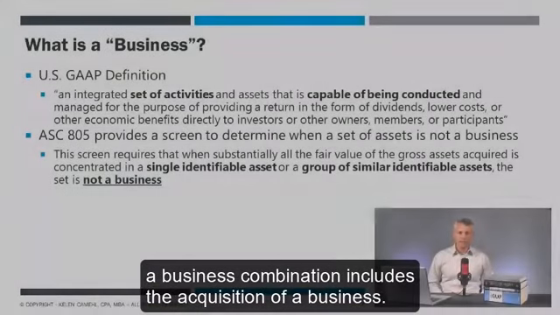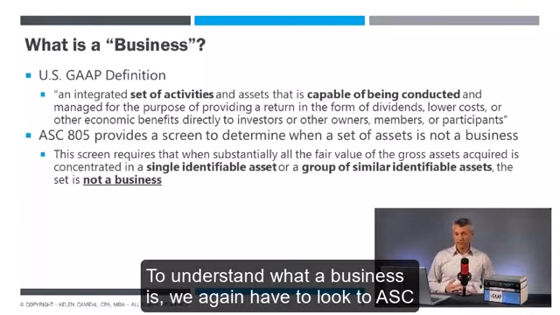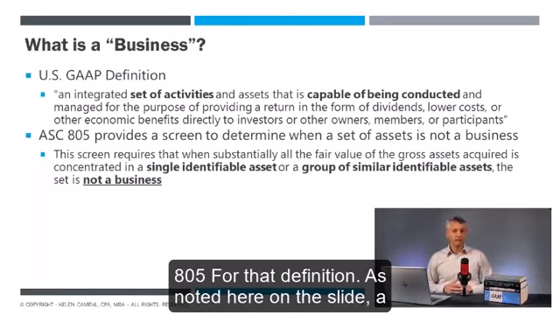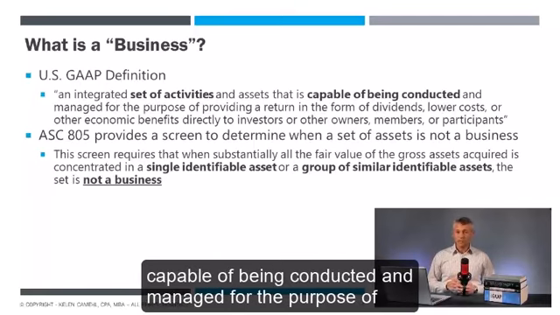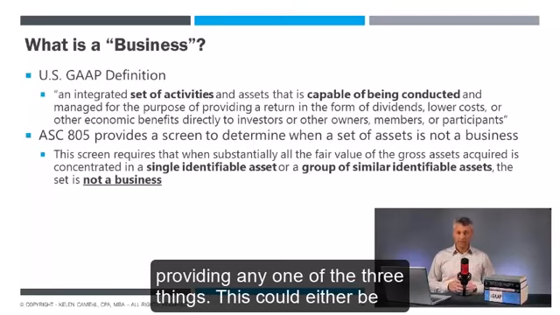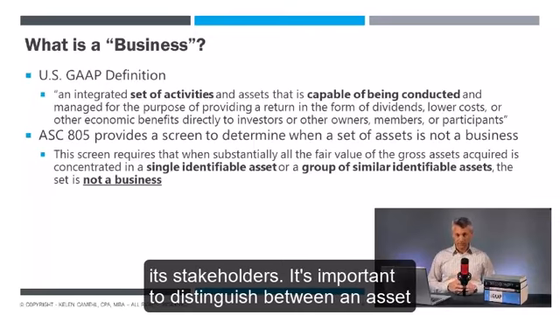We know that a business combination includes the acquisition of a business. To understand what a business is, we again have to look to ASC 805 for that definition. As noted here on the slide, a business is an integrated set of activities and assets that is capable of being conducted and managed for the purpose of providing any one of three things. This could either be dividends, lower costs, or other economic benefits directly to its stakeholders.